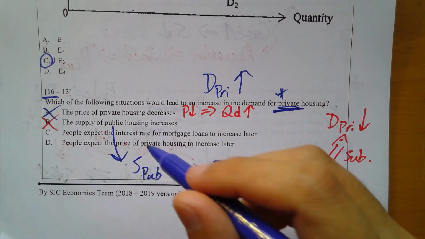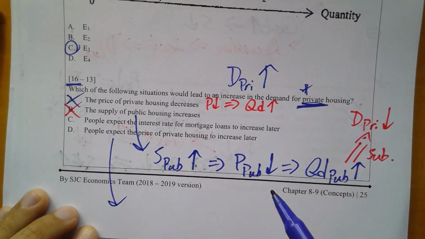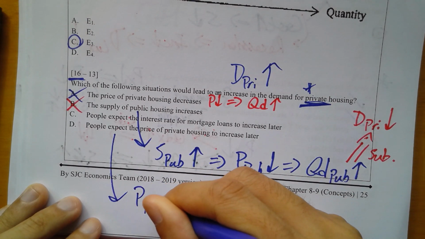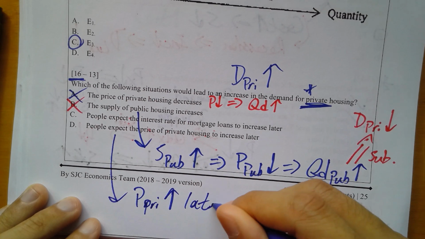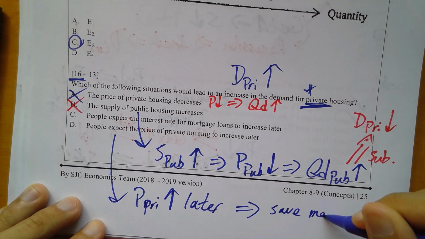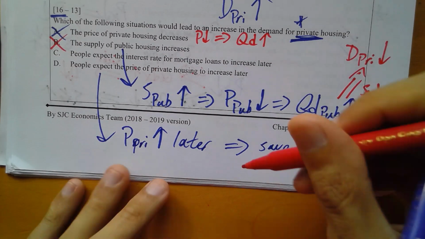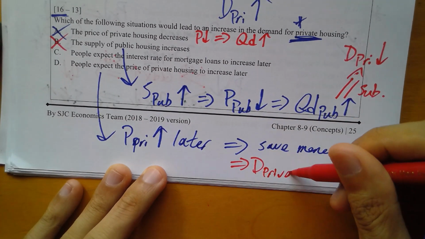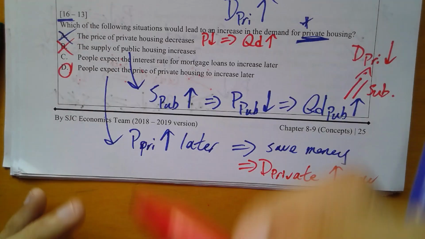Now, let's look at D. People expect the price to increase later. Okay, if the price of private housing would increase later, right? Later. Then what would you do? You will want to save money. And in what way can you save money? You buy more now. So the demand for private housing now would increase. This is the answer we want.